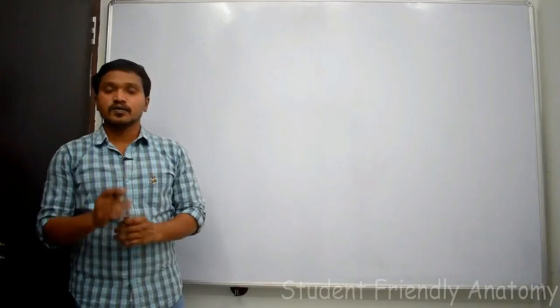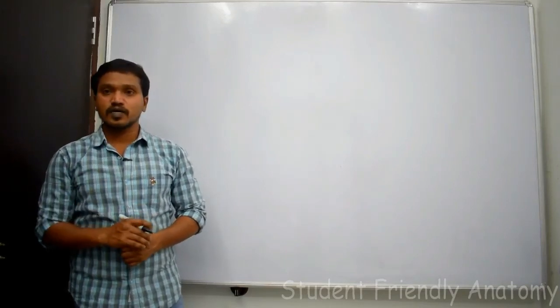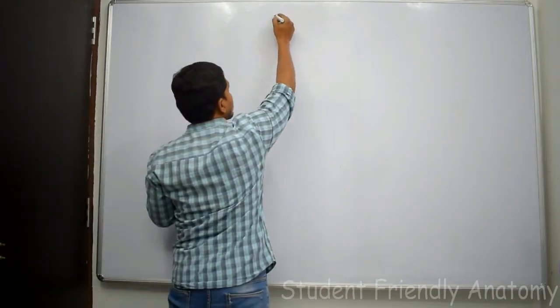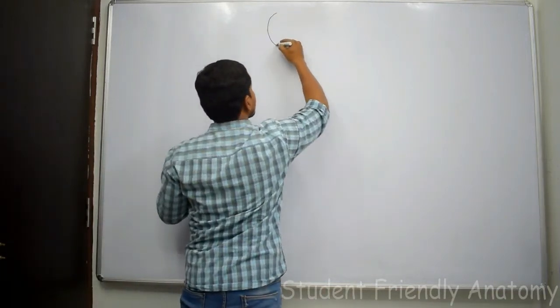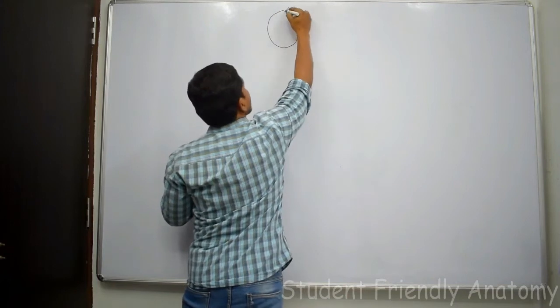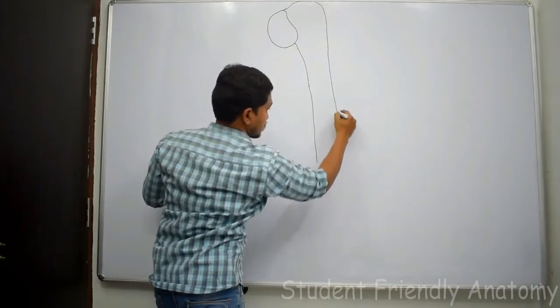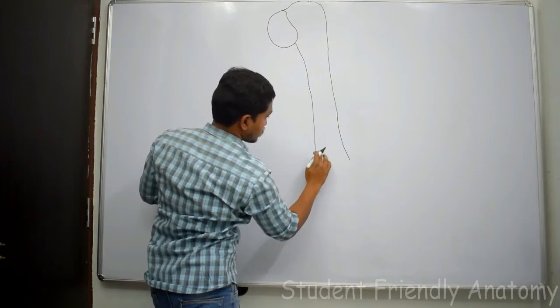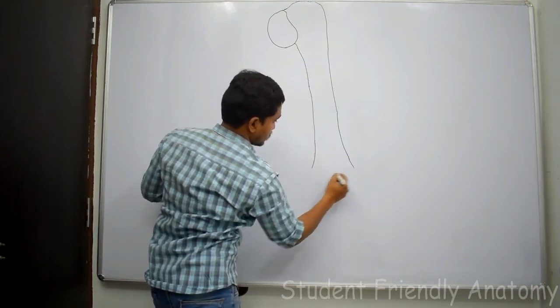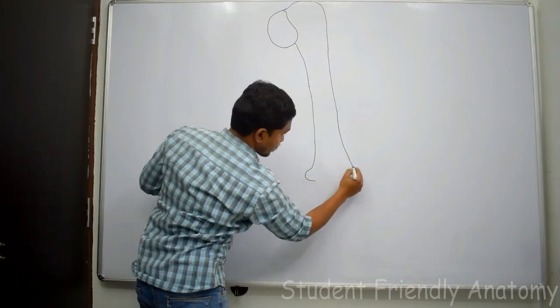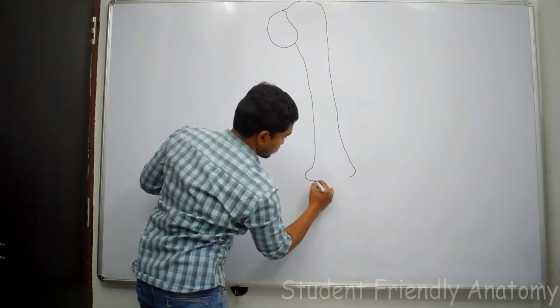In this session, we will discuss anastomosis around the elbow joint. Let me take an outline of the humerus, radius and ulna. This is the humerus, and here are the condylar ridges: medial supracondylar ridge, lateral supracondylar ridge, and this is the medial epicondyle and this is the lateral epicondyle.